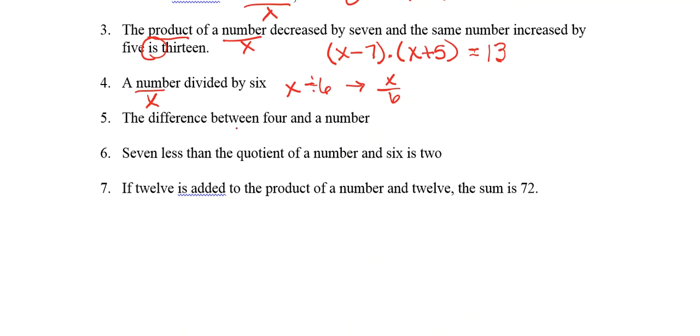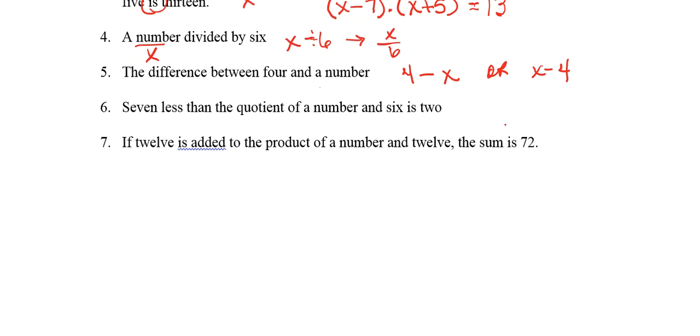5, the difference between 4 and a number. So 4 and a number. This one, because they just use the word difference, they're not really helpful as far as what order it goes in. It could be 4 minus x, or it could be x minus 4. If they had a specific way they wanted it, they should have used a different word besides difference.